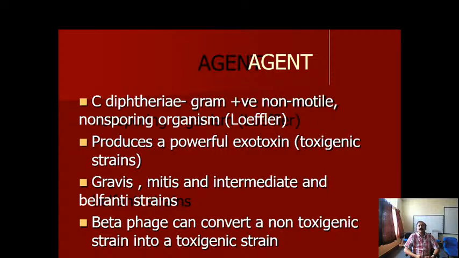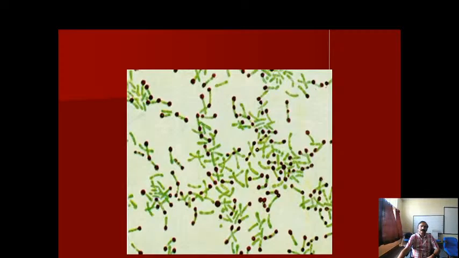Now, as you know, Corynebacterium diphtheriae, you've already studied it, is a gram-positive, non-motile, non-sporing organism which grows on Loeffler's medium, and you use Albert stain for staining it. It produces a powerful exotoxin, and we have three varieties: gravis, mitis, and intermedius. The beta phage can convert a non-toxigenic strain into a toxigenic strain. So this is one of the slides which we have of the Corynebacterium diphtheriae.